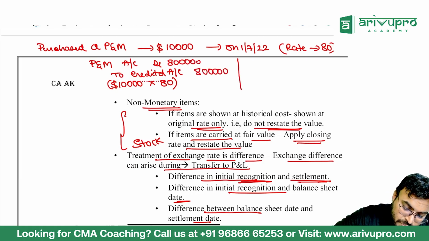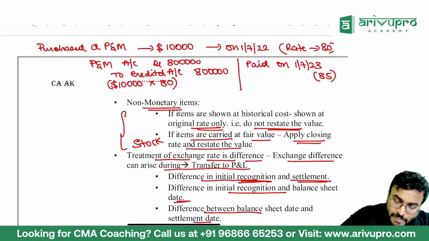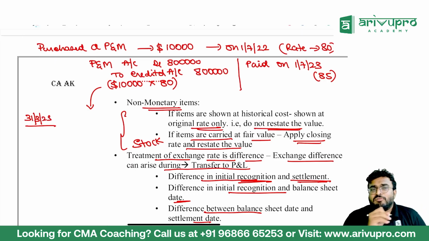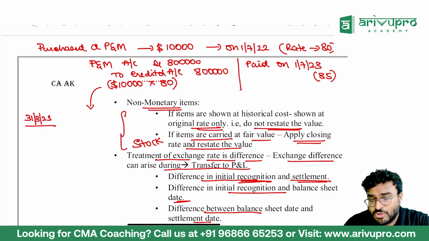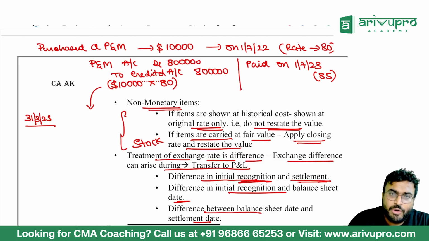Now, paid on 1/7/2023, and that day the rate was 85. But before that, on 31st of March 2023, there is a balance sheet date. On 31st of March 2023, what are you going to do? How are you going to record this?